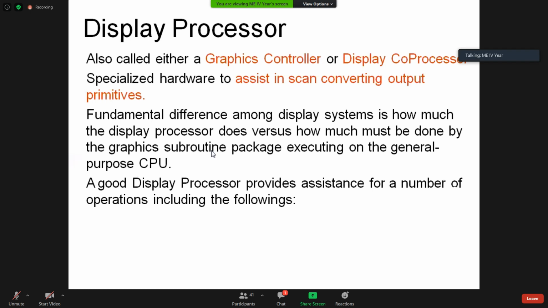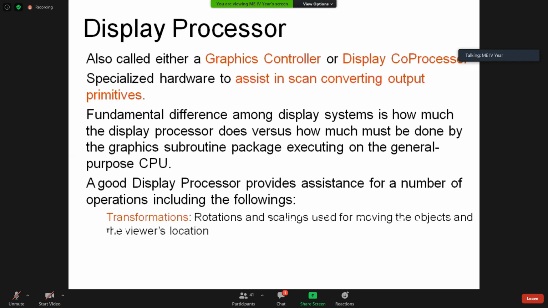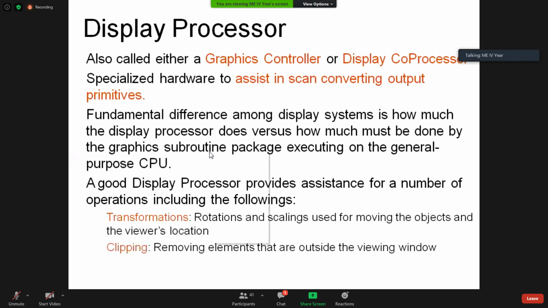A good display processor provides a number of operations, including the following: transformations, rotation, scaling, used for moving the objects in the view location. Rotation means 360 degrees rotations, and scaling means increasing or decreasing. Yesterday I told you, and sometimes scaling.